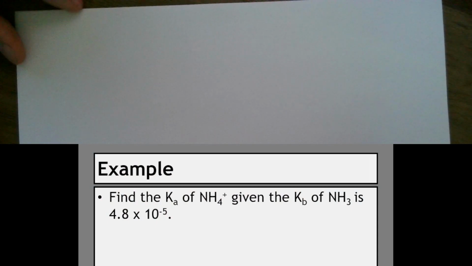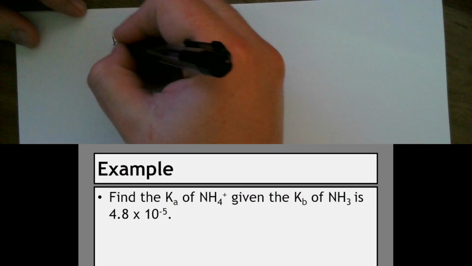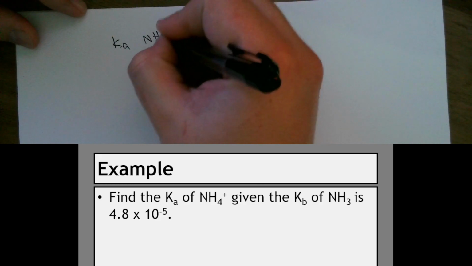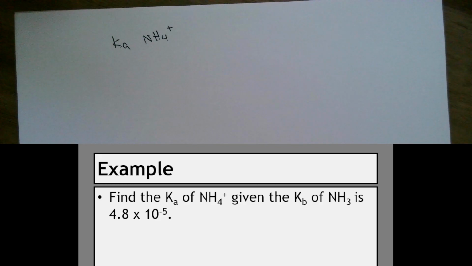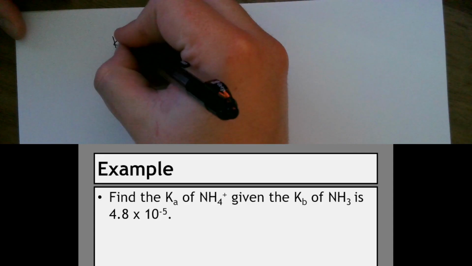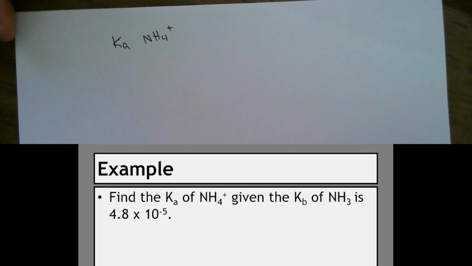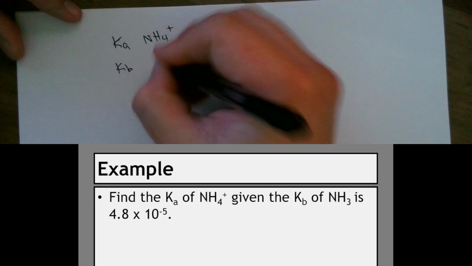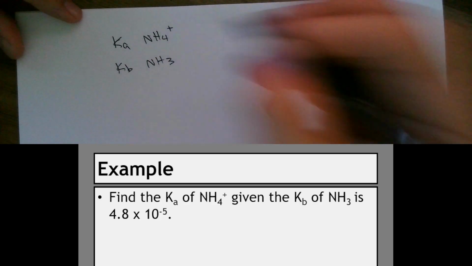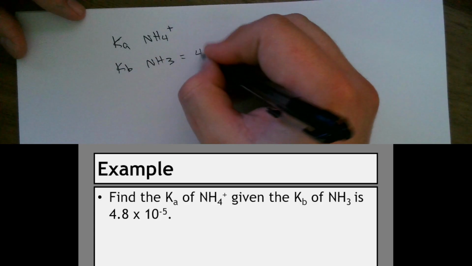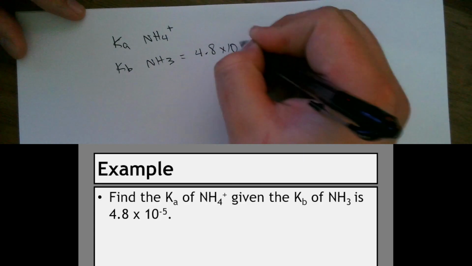So here I'm going to find the Ka of NH4 plus, the Ka of the ammonium ion. The Kb of NH3 is 4.8 times 10 to the minus 5.